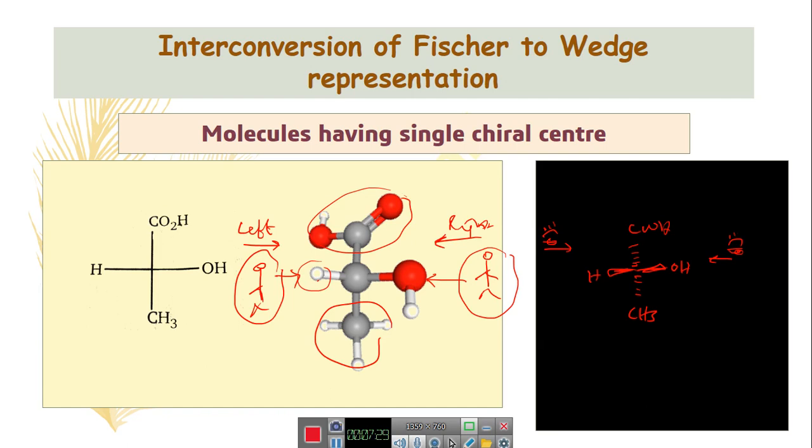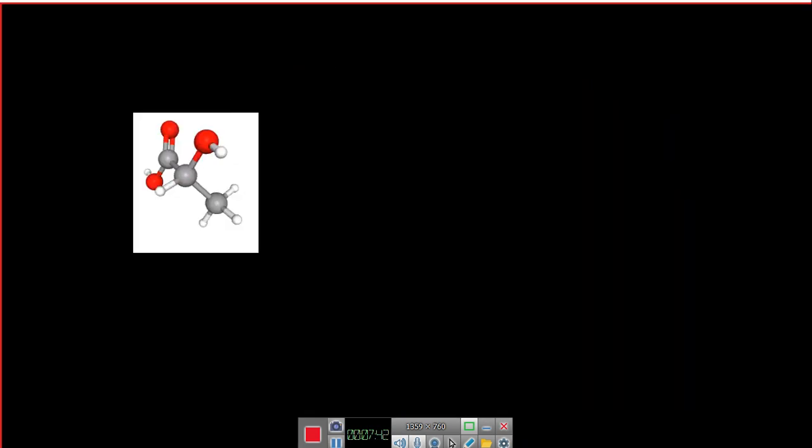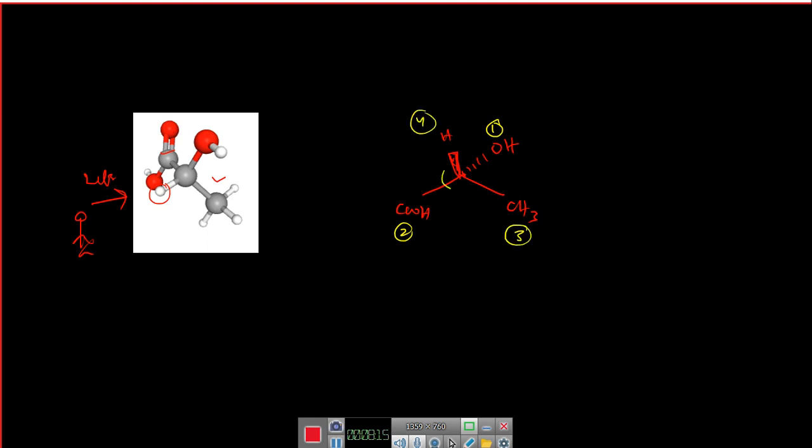The same molecule, the observer can look from the left side also. When he looks from the left side, again the COOH and CH3 are in plane, and H is near and OH is away from the observer. You can see I can draw these in plane, with COOH on the left side and CH3 on the right side, and the hydrogen near to the observer and OH away from the observer. Now we need to identify the absolute configuration, which gives an anti-clockwise direction, but the fourth priority hydrogen is near to the observer, so it is R configuration. In this way we can easily convert the Fischer representation to wedge representation.